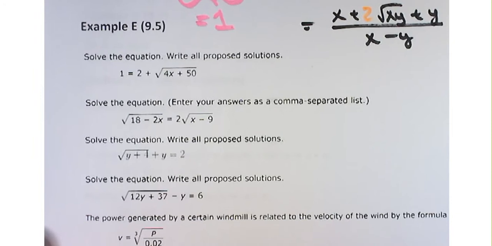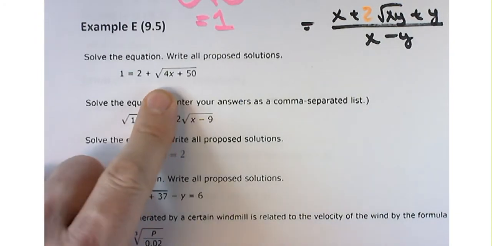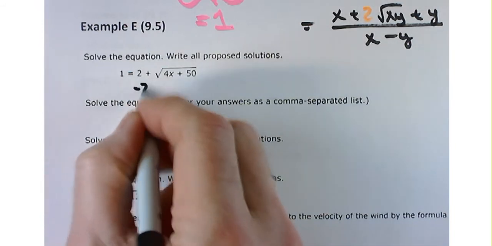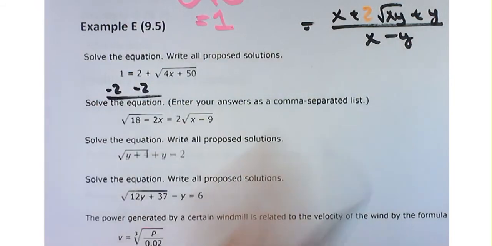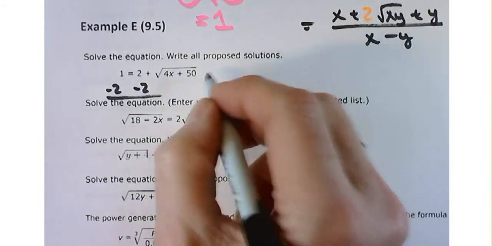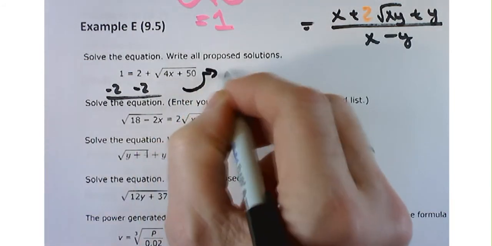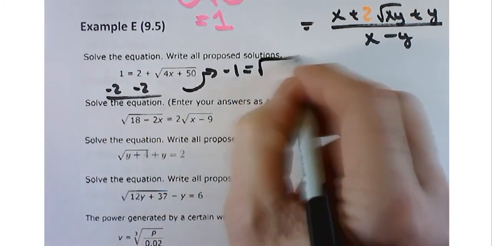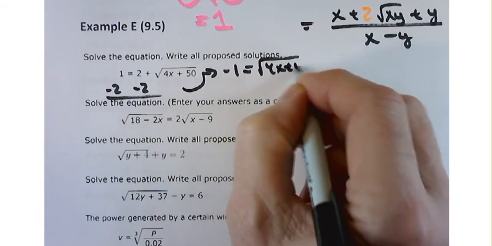Okay, so section 9.5. A little bit more fun problems, at least for me. When you're solving these kinds of things, you want to start by getting the squared term on one side. So I'll subtract 2 from both sides. I want to get that square root term by itself. So that gives me negative 1 equals the square root of 4x plus 50.